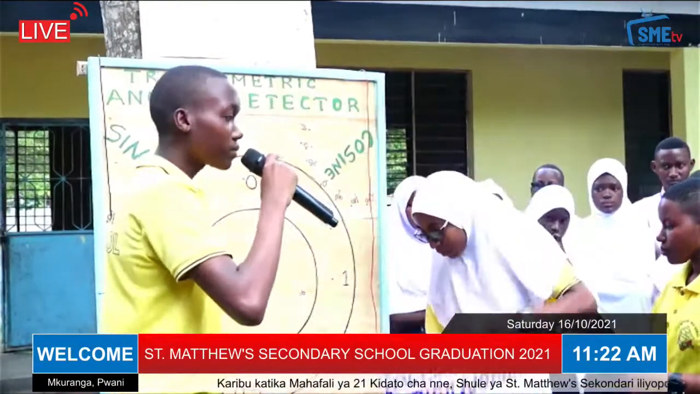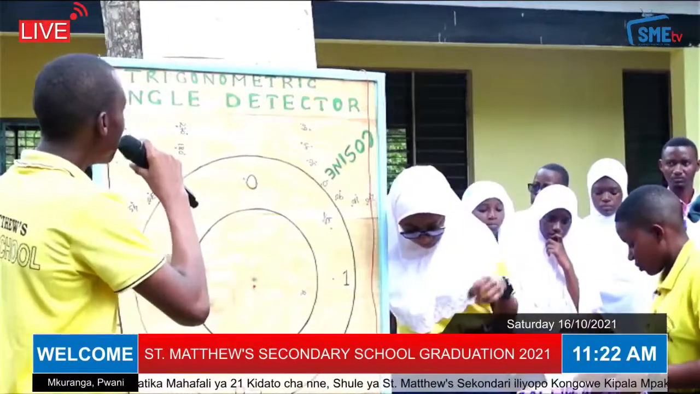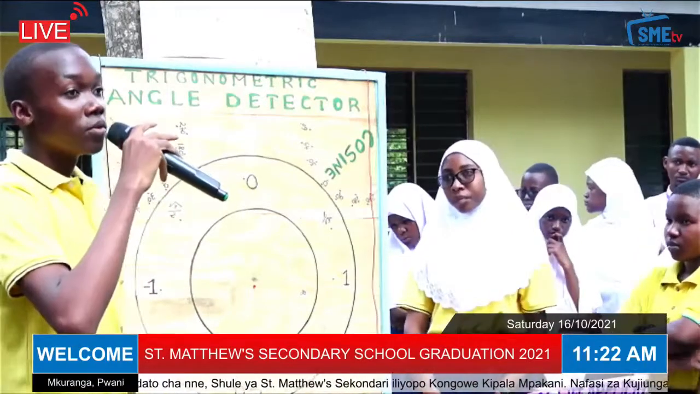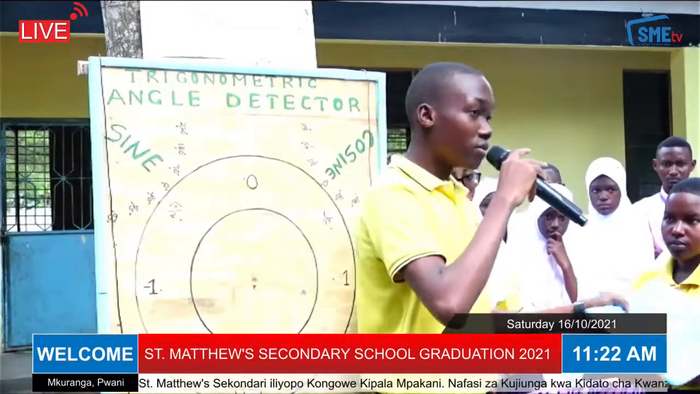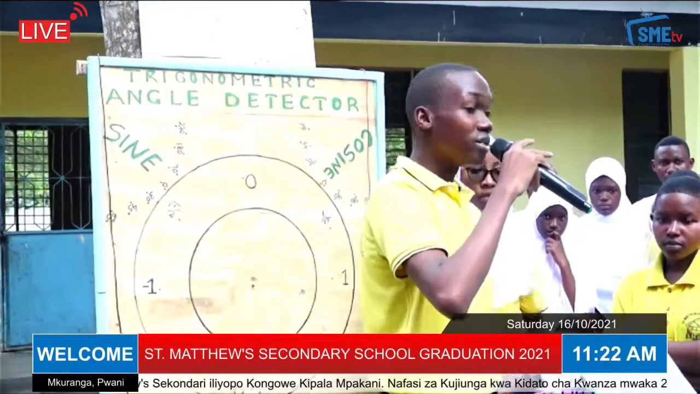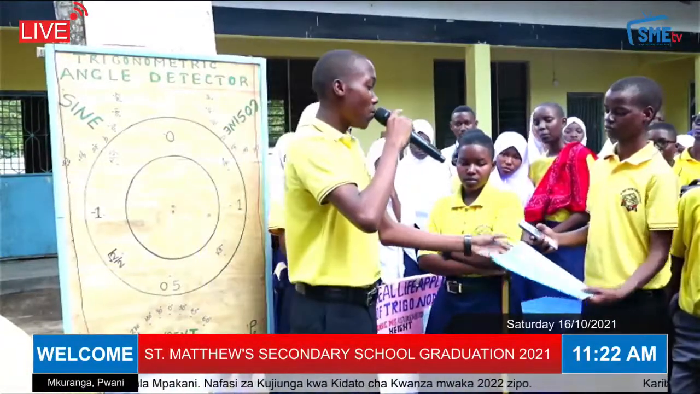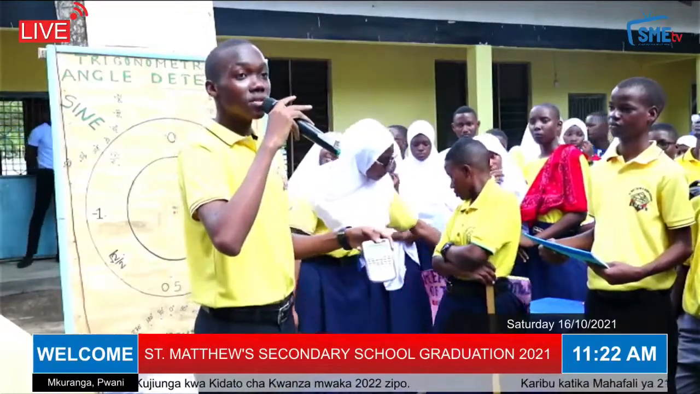But also, now coming to the importance of our model here, the trigonometry angle detector. Firstly, it's simple to use when compared to this one. As you can see, this is a mathematical table. It requires some skills so as to be able to find the answer for certain ratios of an angle. But also, we have a calculator. This also requires some skills.